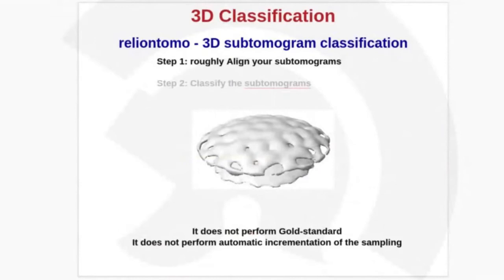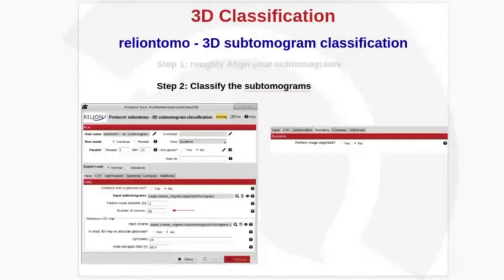By the way, the difference between the alignment that we perform in this classification step and the one that we will be performing later on in the auto-refine is that it does not perform gold standard, so we cannot calculate the resolution accurately. And it does not perform, as we were saying before, automatic incrementation of the sampling. So we just run 5 iterations. For the next step, which is the classification, we already have a line. To classify with 10 classes, we will run more or less the same protocol as before, but we will need to use as an input the output from the previous one, give it 10 classes, and also tell it not to perform the image alignment.